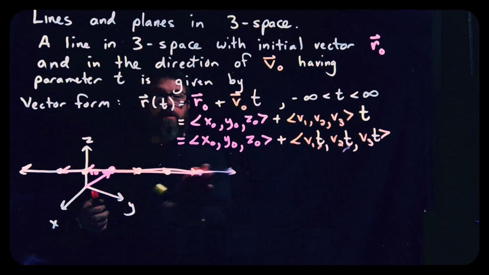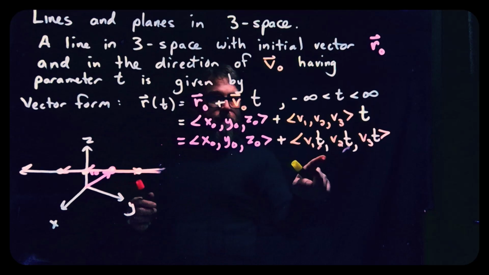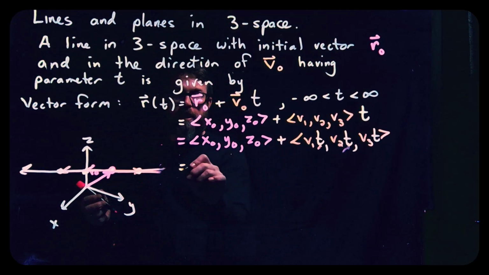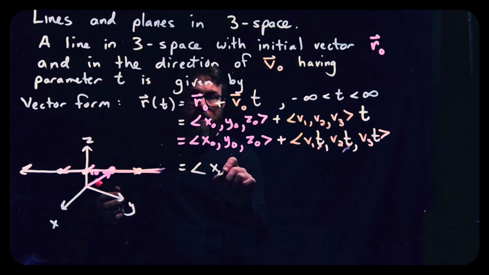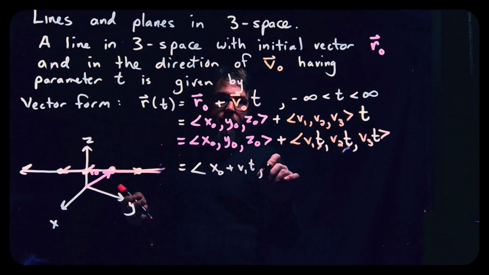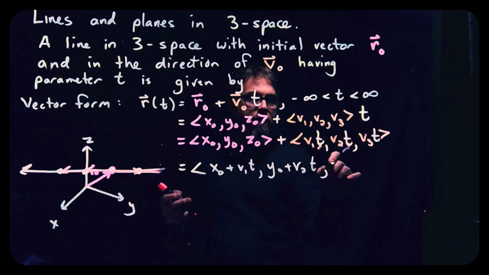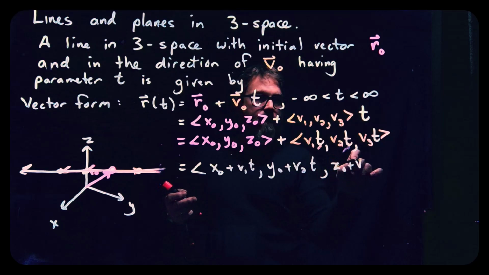And now, since we're summing these 2 vectors, this vector plus this vector, I can just add the components together. So what I'll get is x0 plus v1t. The middle component, or the y, is going to be equal to y naught plus v2t. And then finally your z naught plus v3t.